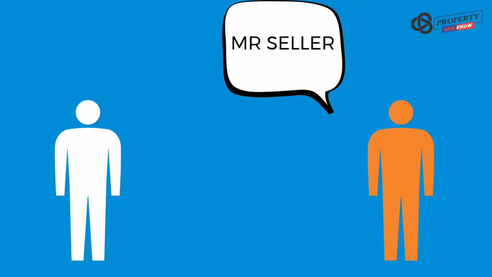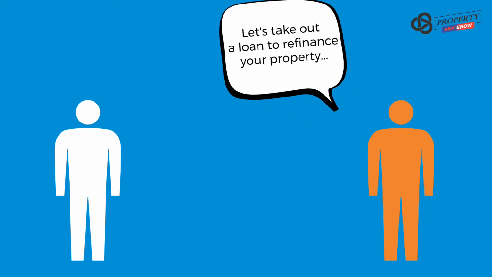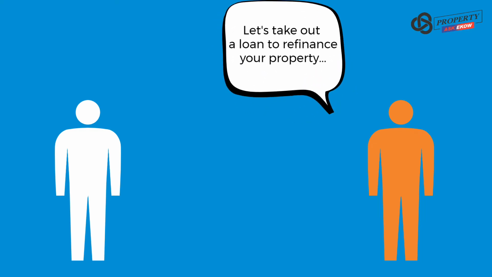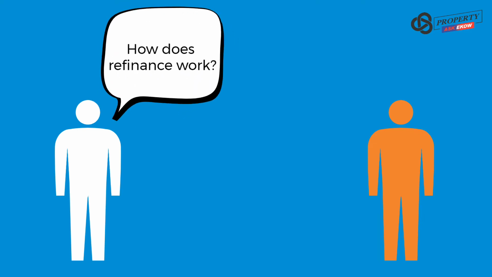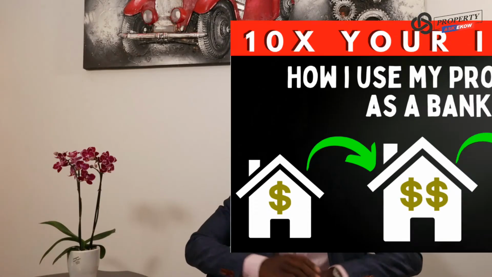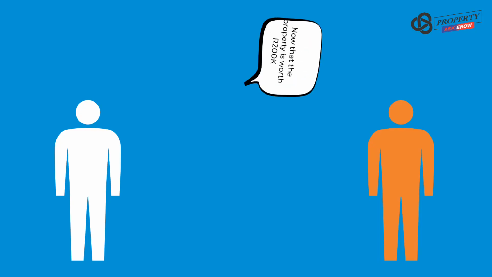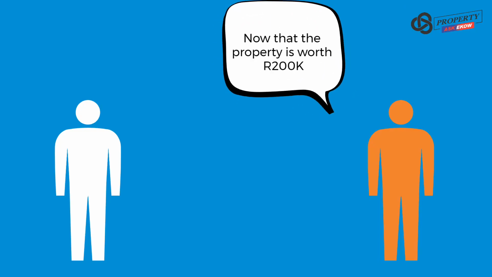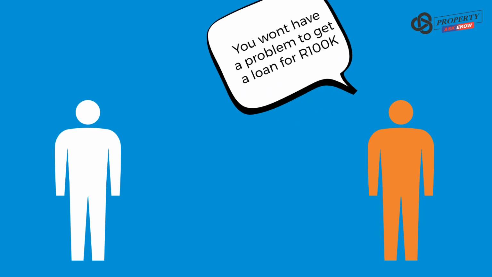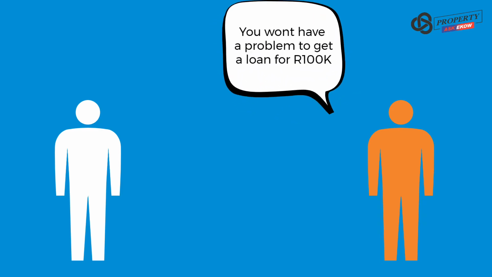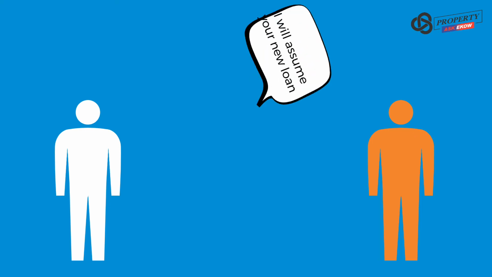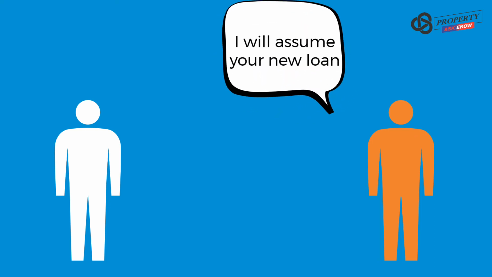Or you could go to the seller and say, Mr. Seller, let's take out a loan to refinance your property. If you don't know how refinance works, watch my video on how to refinance a home loan. Getting back to our story, now that the property is worth 200,000, you wouldn't have any problem getting a loan for 100,000 on it. Then I will take over the property and assume your new loan.